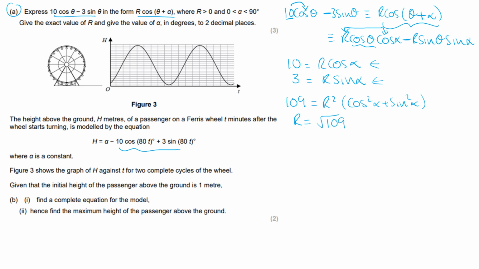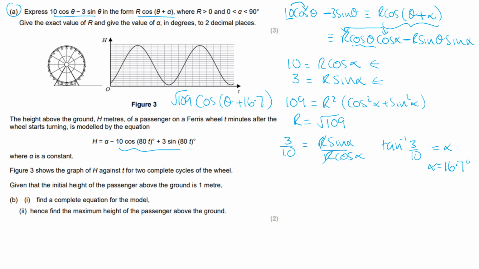Now to find alpha, if you do 3 over 10, that will be equivalent to R sine alpha over R cos alpha. The R's will cancel, sine over cos is tan, so if we do inverse tan of 3 over 10, or 0.3, that's equal to alpha. Alpha is equal to 16.7 degrees. So we've found for part A, it's equivalent to root 109 cos of theta plus 16.7.